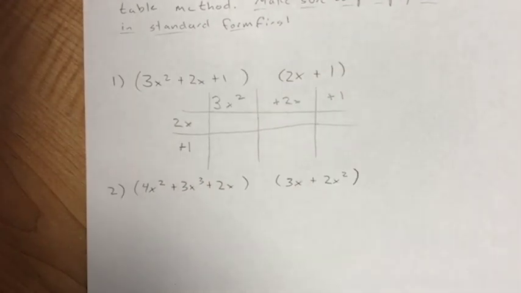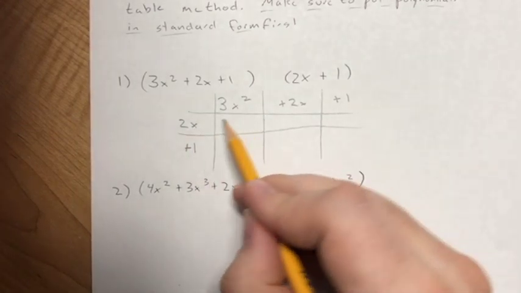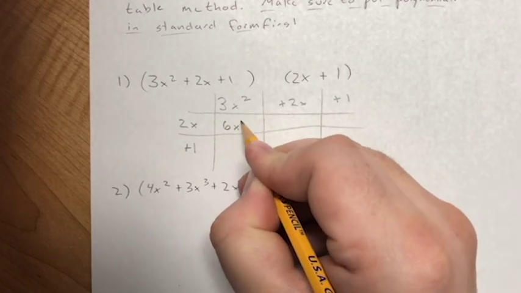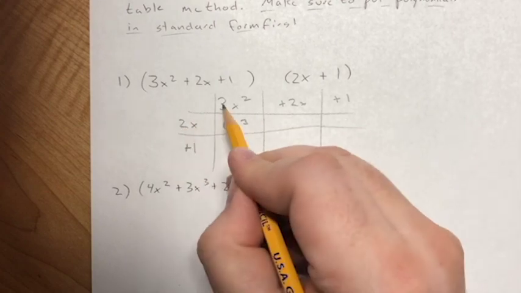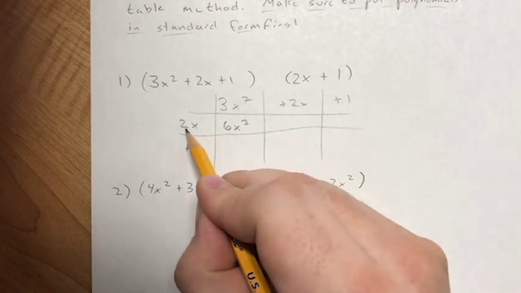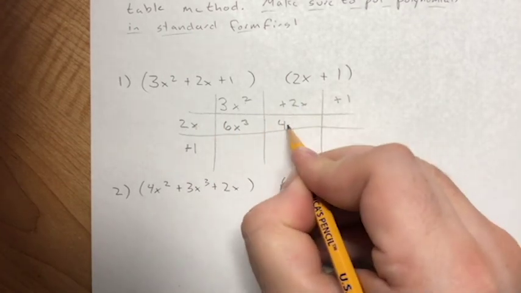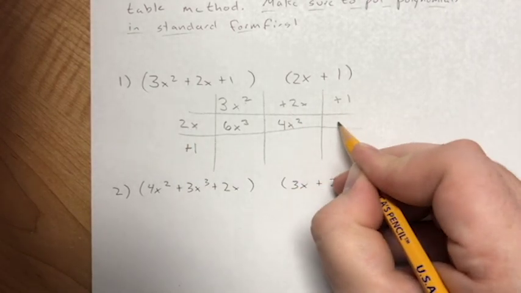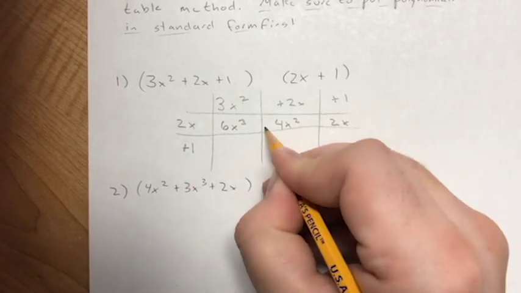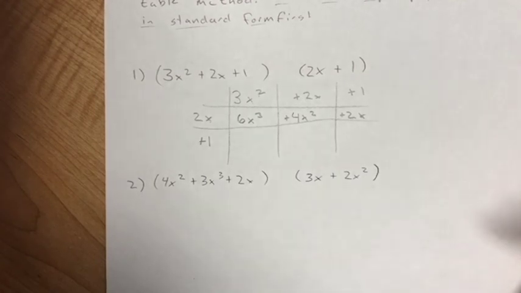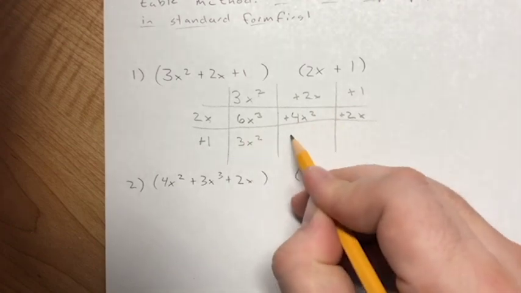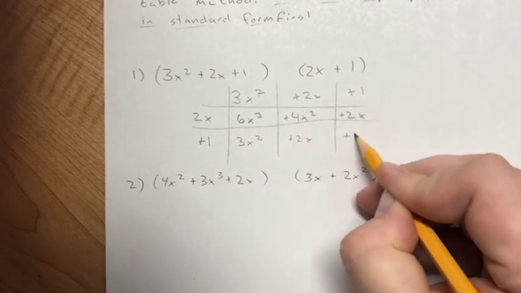All right. Now that I've done that, it's just a matter of multiplying each thing. So I'm going to go 2x times 3x squared gives me 6x to the third, because the coefficients 2 times 3 is 6, and x times x squared gives me x to the third. Now I'm going to do the next one. 2 times 2 gives me 4. X times x gives me x squared. And 2 times 1 gives me 2x. Remember that these are positive. All right, let's do the next one. 1 times 3x squared is 3x squared. 1 times 2x is positive 2x. 1 times positive 1 is a positive 1.